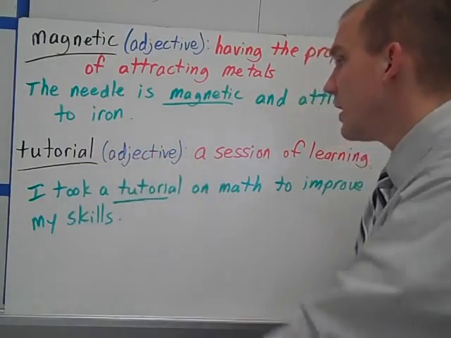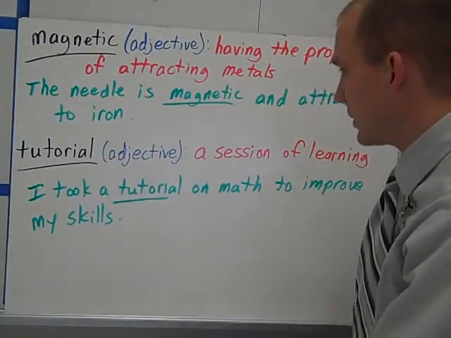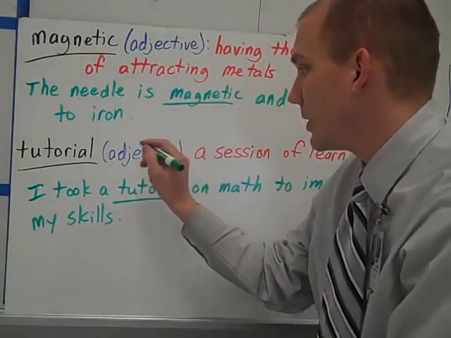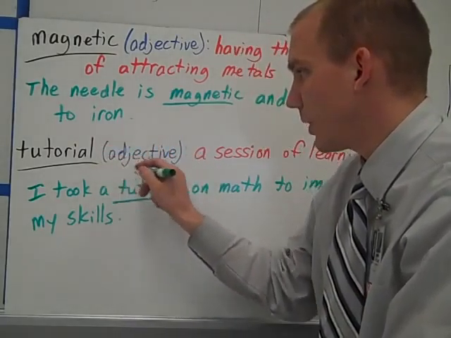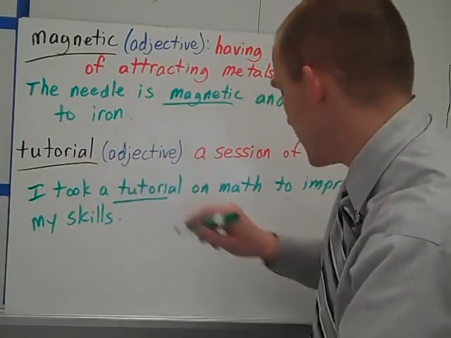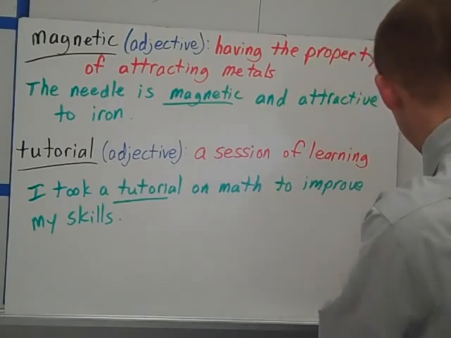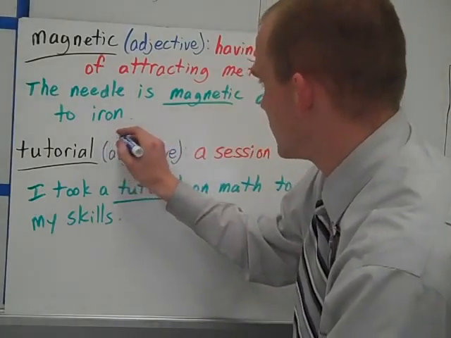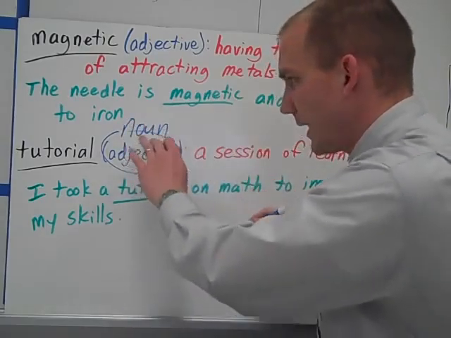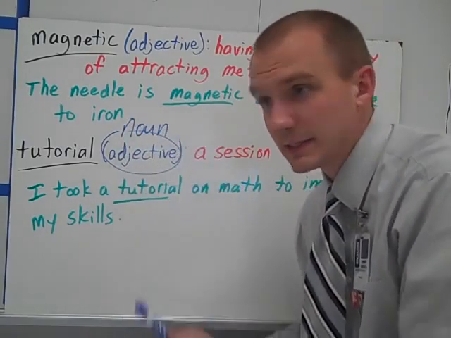Then you have tutorial. According to Spelling City, tutorial is an adjective. I'm not sure why, because it's actually a noun. So when you play which part of speech for this, you need to write down that it will be an adjective in Spelling City, but it's really a noun. So you really need to know that this is a noun. In reality, it's a noun, but I can't edit that in Spelling City.